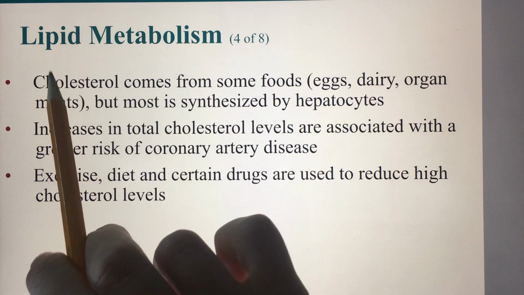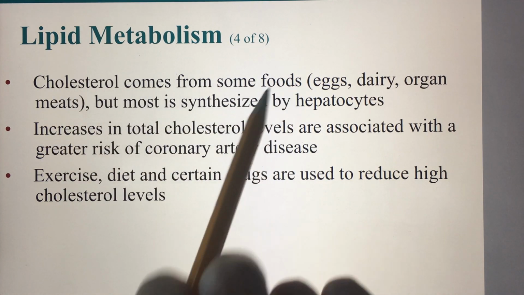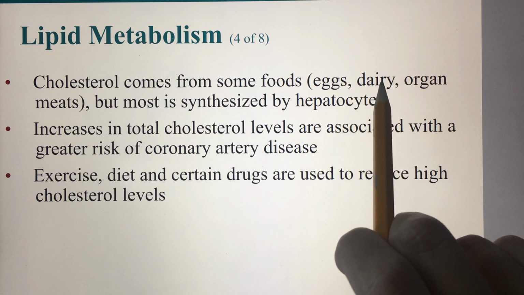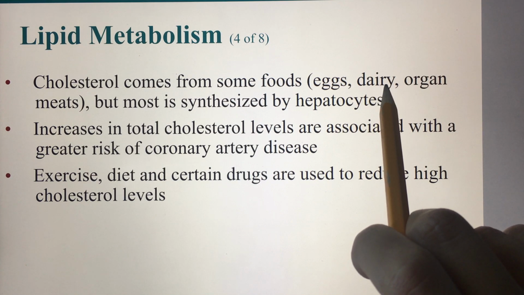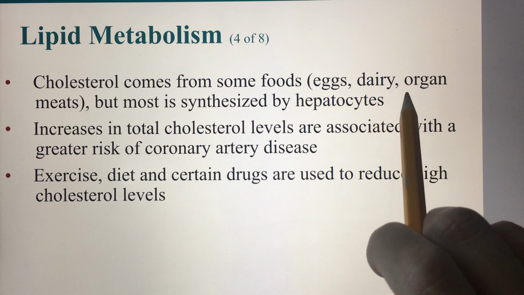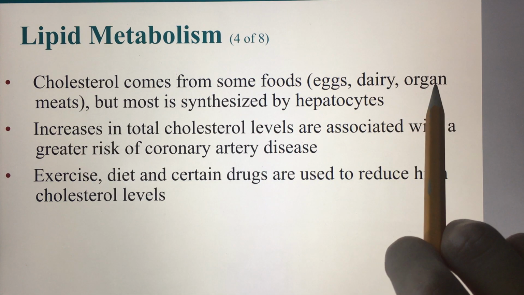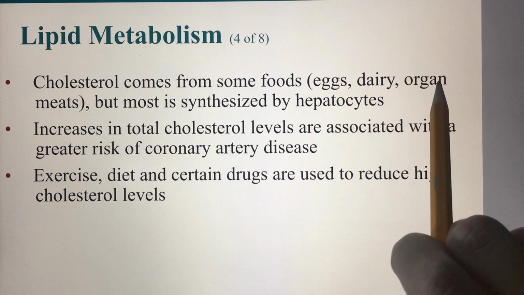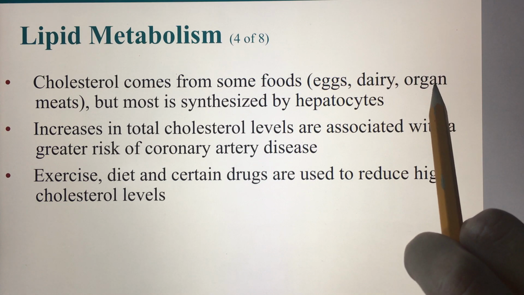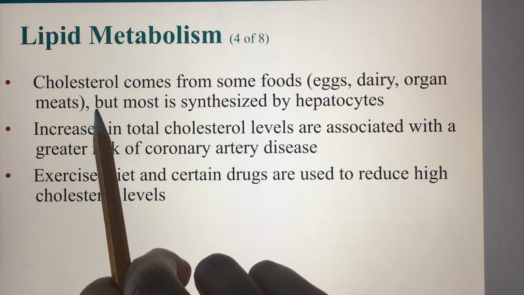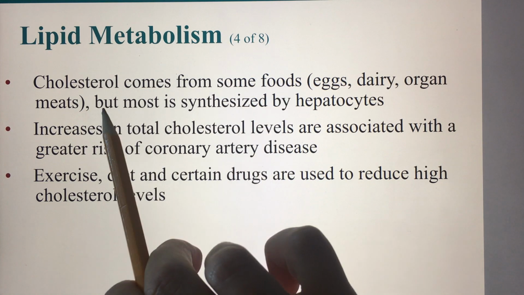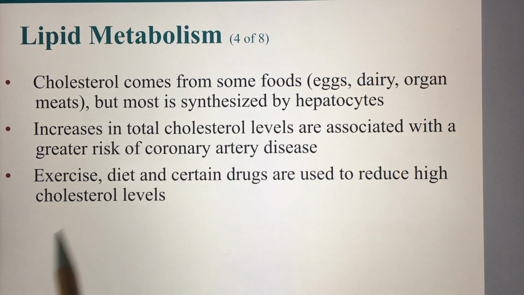Lipid metabolism, continuing. Cholesterol comes from some foods. There's lots of cholesterol in eggs, dairy products, that means milk and milk products like regular milk, ice cream, cheese, even yogurts, organ meats, or fatty meats, any type of meat from an animal source, of course. Most cholesterol is actually synthesized by hepatocytes. So cholesterol doesn't just come from foods, but it can also be made by our own liver cells.